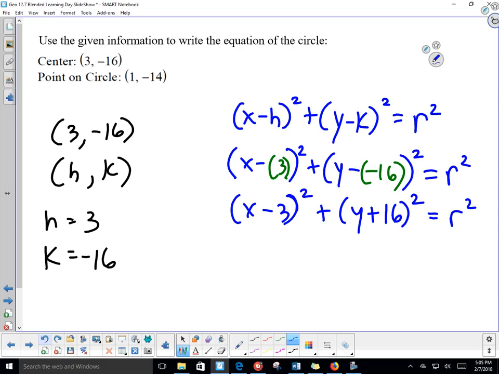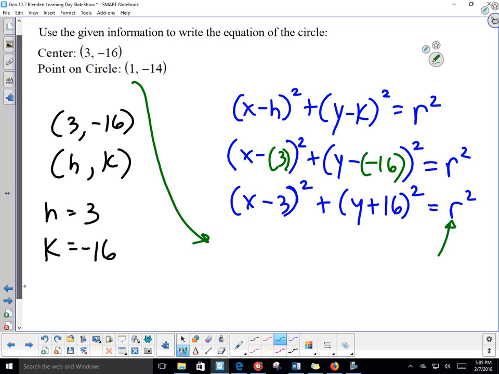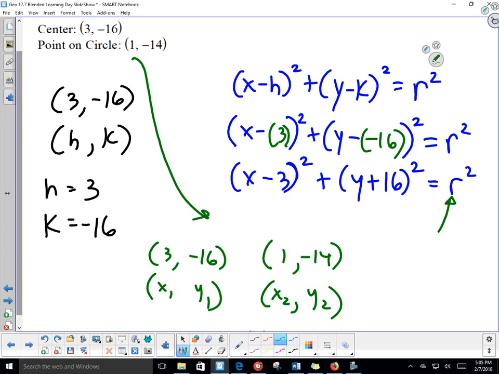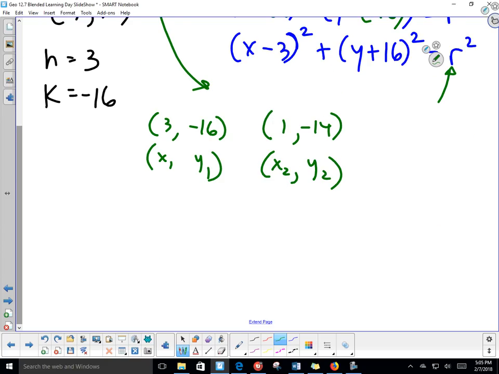Looks like we're almost done, except we need to find the radius to plug in right here. So we need to find the distance from the center to this point on the circle. So let's use the distance formula. We're trying to find the distance from 3, -16, which is our center. Let's call that x1, y1. And the point on the circle is 1, -14. Let's call that x2, y2. We're trying to find the distance between these 2 points.